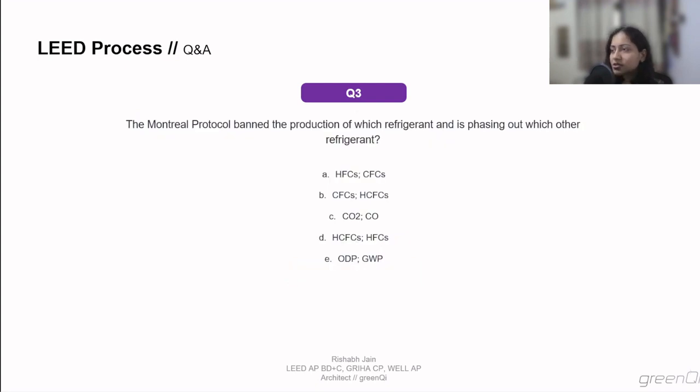Question 3 is that the Montreal Protocol banned the production of which refrigerant and is phasing out which other refrigerant? The answer for this one is B, CFCs and HCFCs. We have just discussed this. CFCs have been banned and HCFCs are planned to be phased out by 2030.